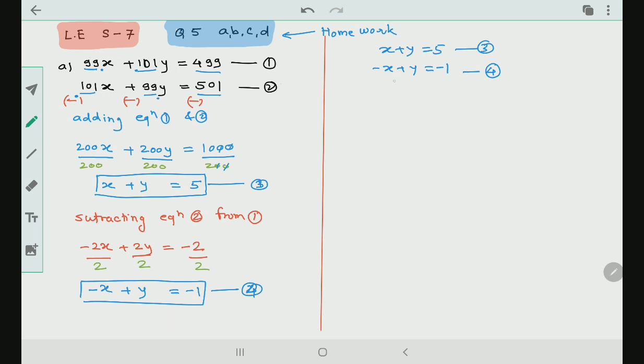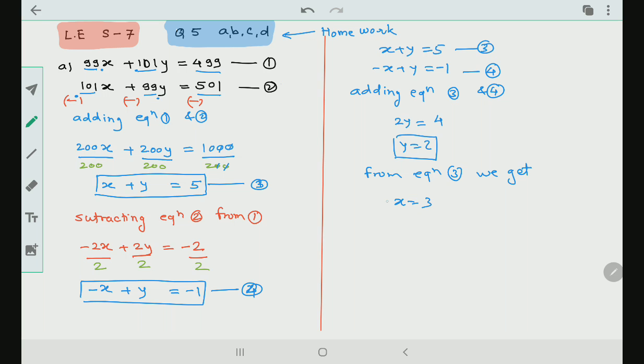So what shall I do to eliminate x or y? I think I can eliminate x. Yes, adding equations 3 and 4. What do I get? 2y is equal to 4, so y is equal to 2. Such an easy answer. Putting this value in equation number 3, what do we get? x is equal to 3, right? And that is the answer. I hope it is simple.